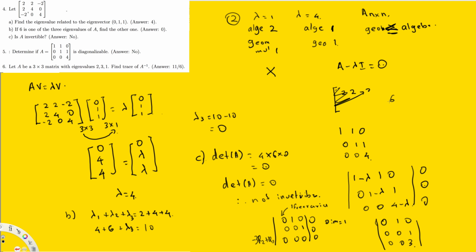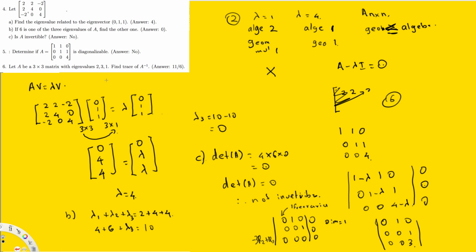And the 6th question is asking: let A be a 3 by 3 matrix with the eigenvalues 2, 3, 1. Find the trace of A inverse. We know that the trace of A is the addition of the diagonal, and also the addition of the eigenvalues. Both of them give the same answer. In this case, they have given the eigenvalues, but they are asking for the trace of A inverse.